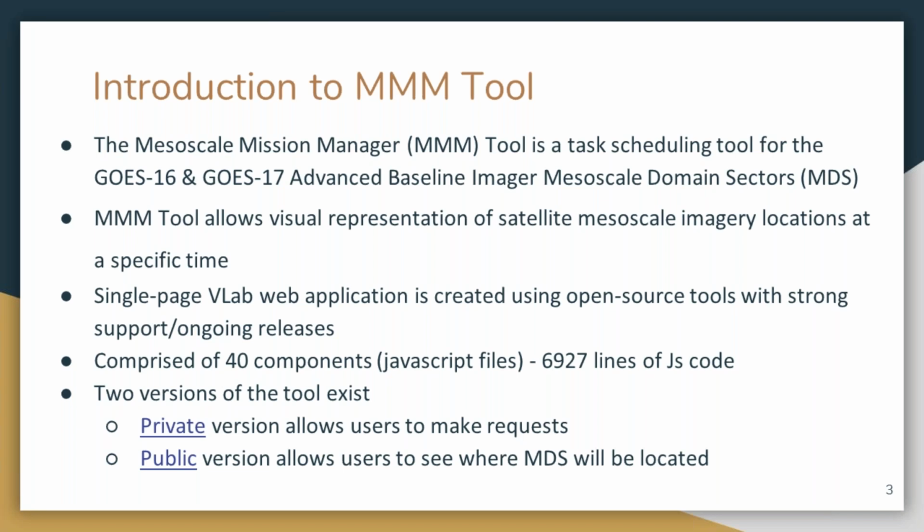So we came up with this single-page VLab application. It's all open source. There's 40 components and 6,927 lines of JavaScript code for those of you that are interested in that stuff. And there's 2 versions of this tool. There's the private version, which is private amongst all 3,000 of our forecaster friends. And then there's public, which is available to the other 300 million stakeholders. The public version allows people to look at where the mesos were and or are going to be. The private version actually allows you to put in requests to cause where they're going to be.